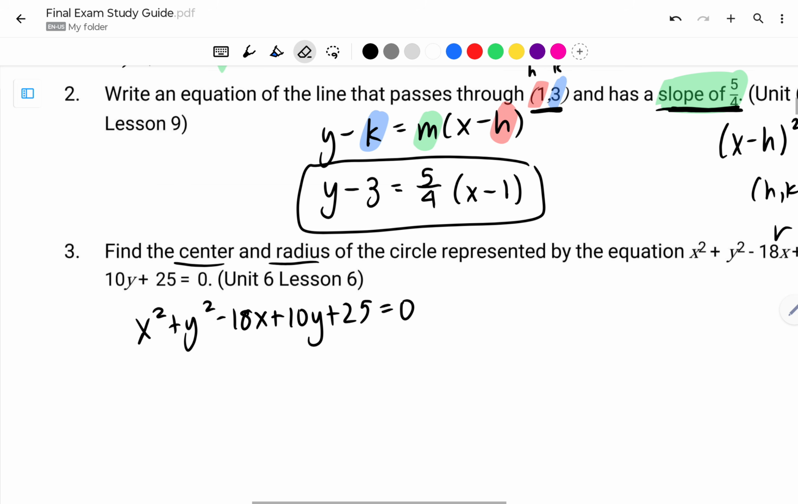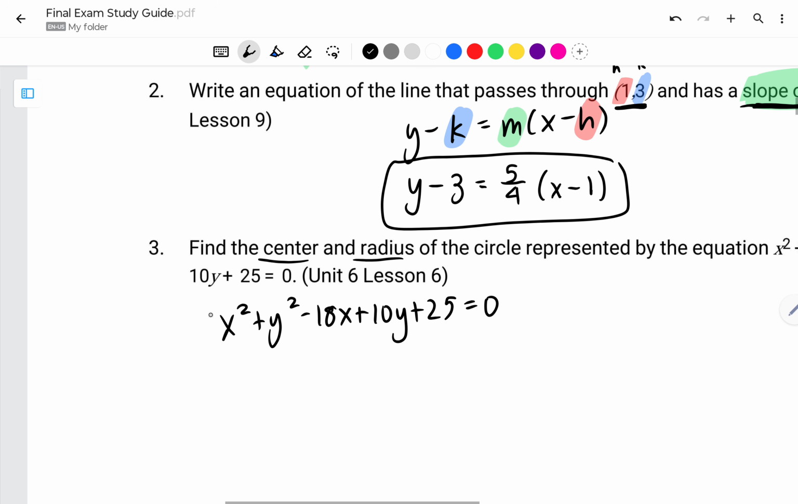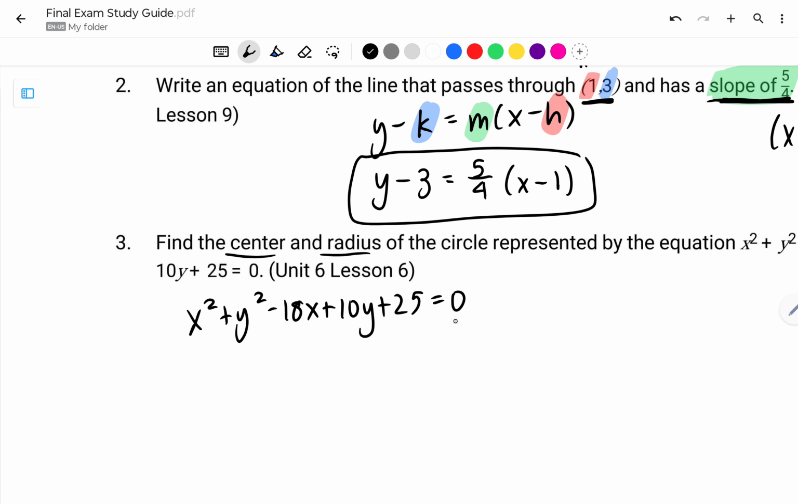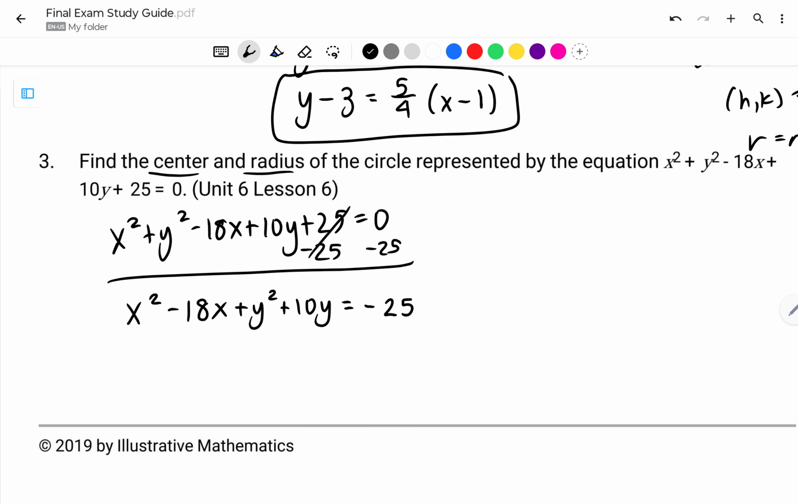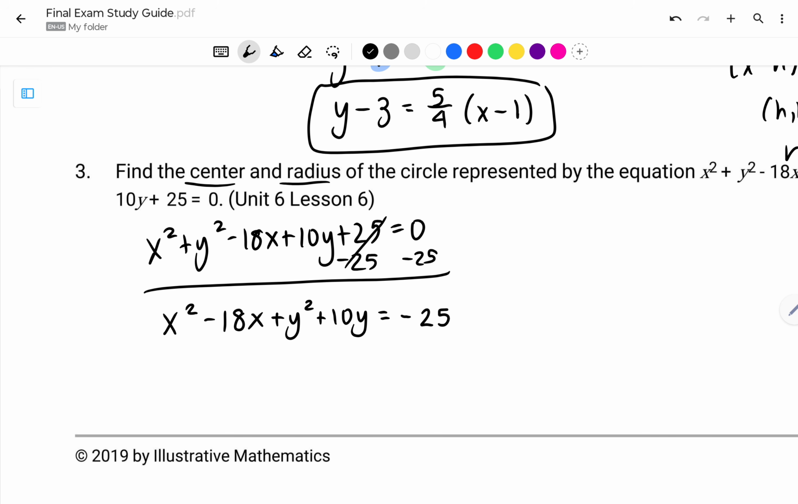So, all right, I have this equation. My first step is to move this term to the other side. And I have x squared and negative 18x, y squared, and positive 10y. I need to get those terms together. So x squared minus 18x plus y squared plus 10y, and then this is going to turn into negative 25. Okay, so that's my step 1.